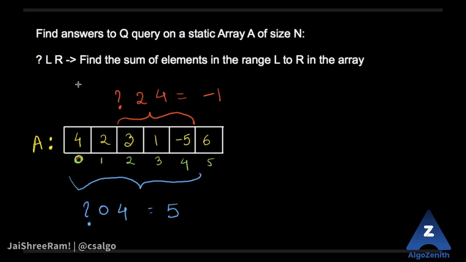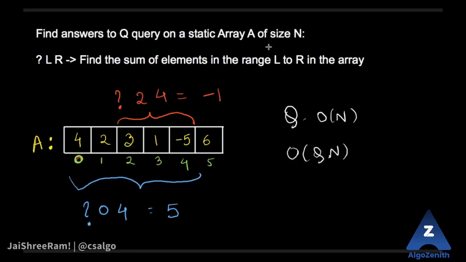One obvious way would be, for every query, just loop from L to R and find the sum of the elements. That gives you an answer in order n, because L and R can span the whole array, and in the worst case you might need to traverse the whole array. So every query can be solved in order n by just looping, and the total time complexity of the whole problem would become order q times n. Now, how can we do better than this?